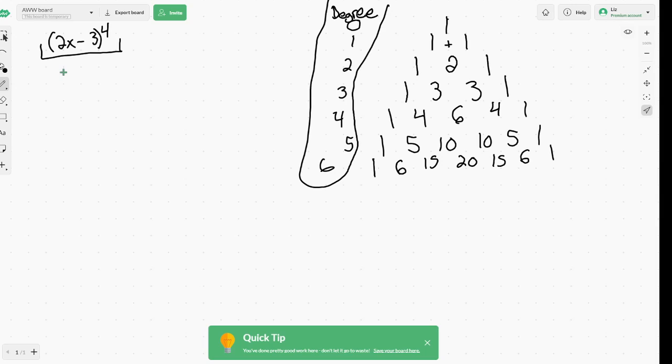So the first thing you need to do is look at your binomial, what power you're raising it to, and then we're going to look at which row that lines up with. Now I'm just going to write out these numbers with spaces. So I have 1 plus 4 plus 6 plus 4 plus 1.